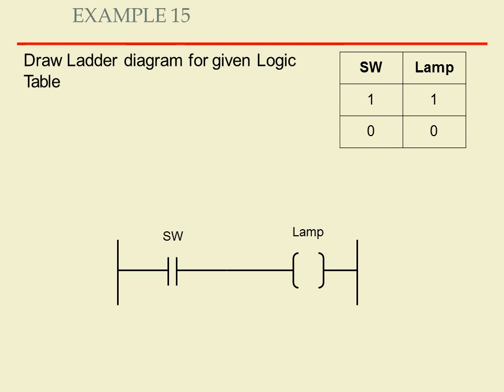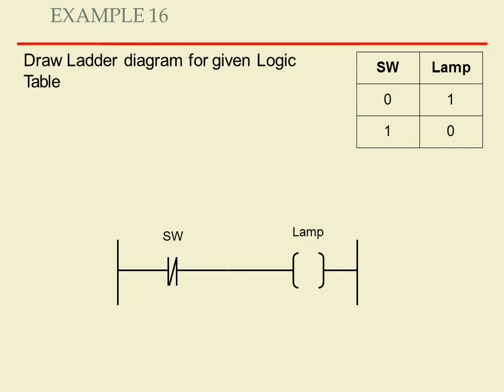So in this case the lamp is having the state 1. So when switch is equal to 1, lamp is equal to 1. When you release the switch, status becomes 0, and power is not given to the lamp, so the lamp will be off. So we can see that when switch is at logic 0, lamp is also at logic 0.